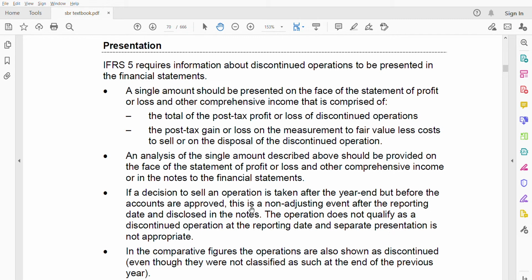Fourth bullet point says, in the comparative figures, operations are also shown as discontinued, even though they were not classified as such at the end of the previous year. Definitely. See, you want comparative information, right? Comparative figures they give, the 2 years. You must have seen the statement of profit and loss and other comprehensive income. There, this year is a discontinued operation, but the previous year it was not. So how do you compare the figure? So what happens is, the operations in the previous year are also shown as discontinued operations. Okay, even though it was not classified as discontinued at that time, still you show it as discontinued operation. The reason is for you to compare. Okay.